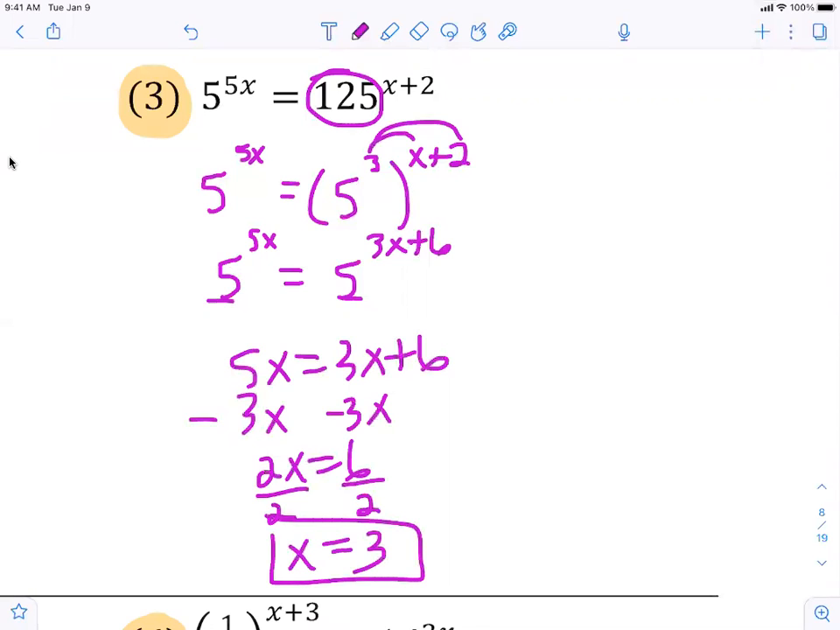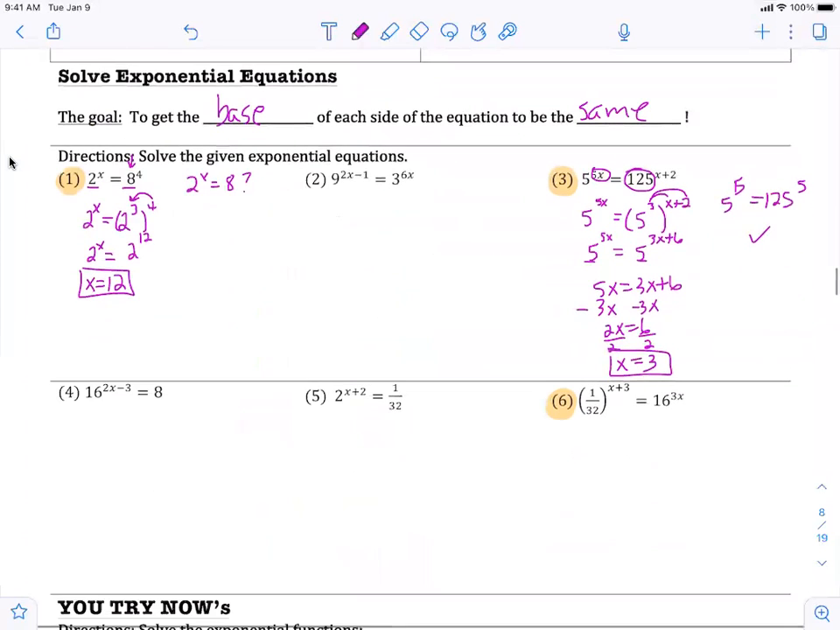If I raise 5 to the 15, right? 5 times 3 is 15. And if you'll notice, if I type in 125 raised to the 3 plus 2, which is 5, fun fact, you actually get the same answer. So that is ideally what we're looking to do.